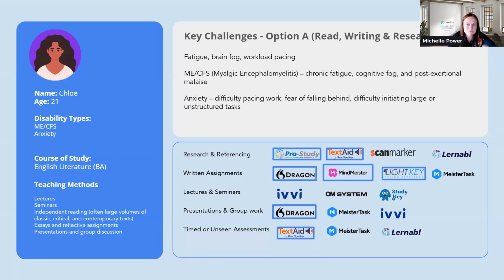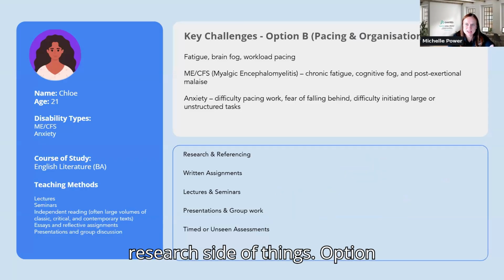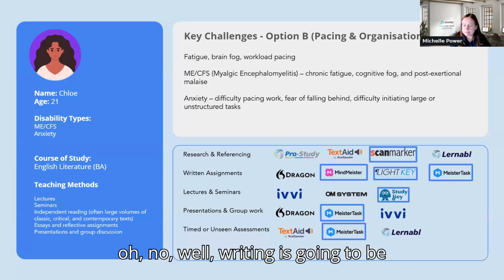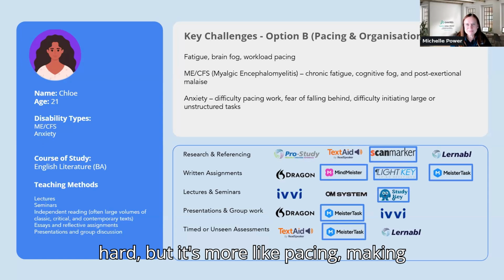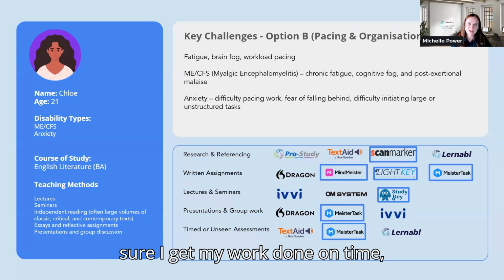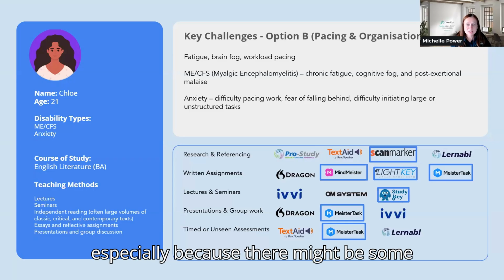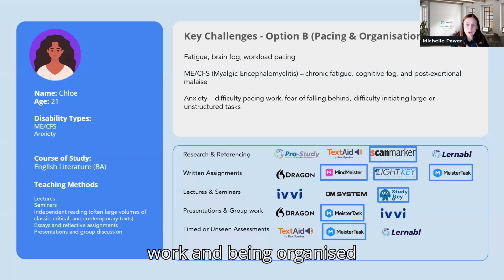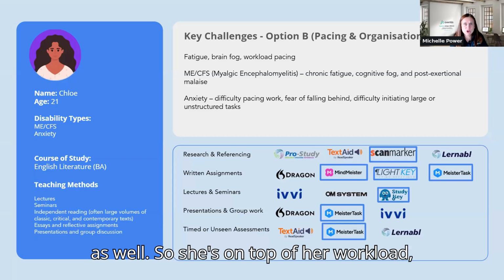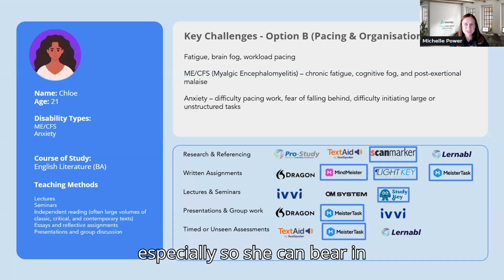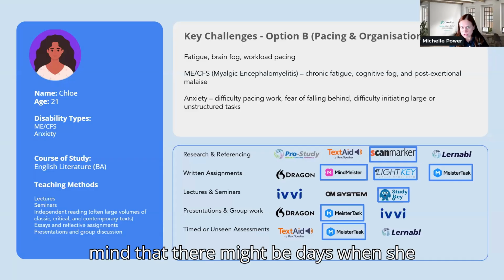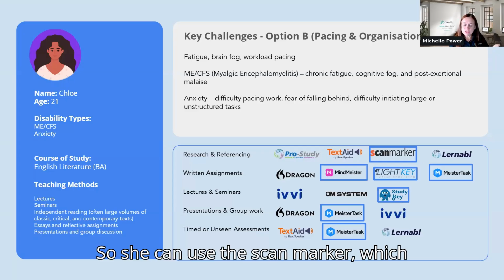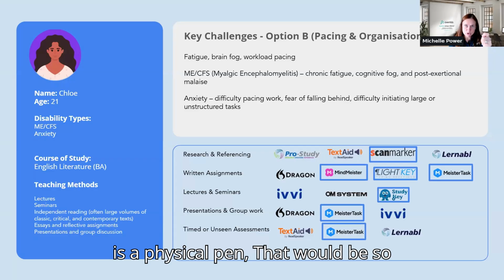So A is if it was the reading and writing research side of things. Option B would be if Chloe was saying, oh, well, no, writing's going to be hard, but it's more like pacing, making sure I get my work done on time, especially because there might be some days when I feel so tired I can't do the work, and being organized as well. So she's on top of her workload, especially so she can bear in mind that there might be days when she can't join in. So she can use the ScanMarker, which is a physical pen.